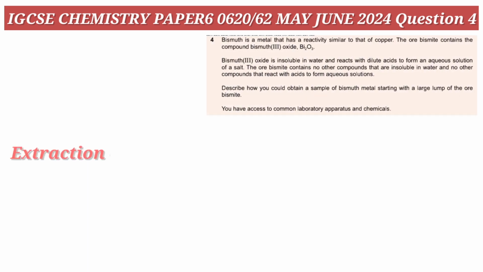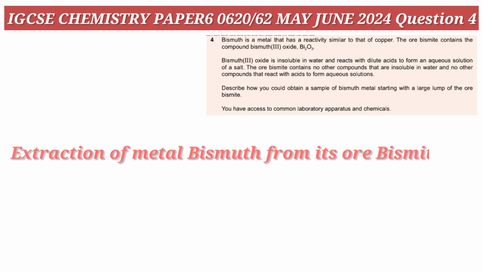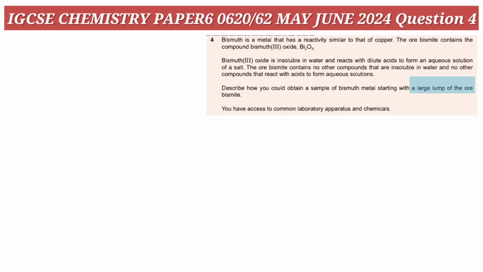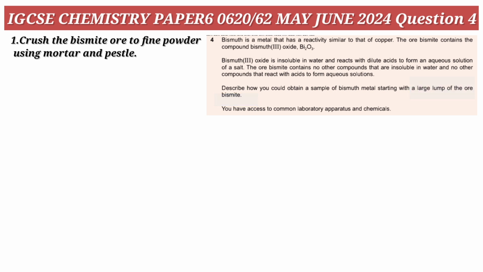Basically, we are asked to give extraction of metal bismuth from its ore bismuth. Since ore is given in the form of large lump, our first step will be to crush it into powder form using mortar and pestle. This will increase surface area for reaction.